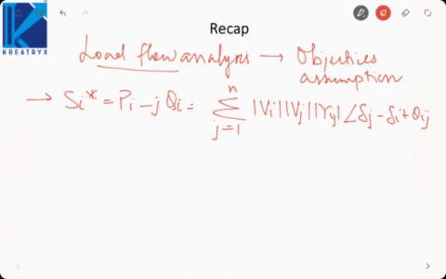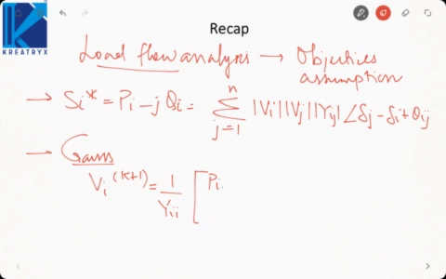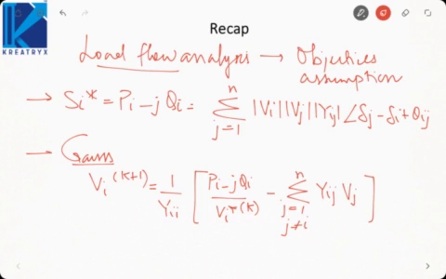Then we computed the Gauss's method to determine the bus voltages. So Vi k plus 1 was equal to 1 by Yii, (Pi minus jQi) by Vi conjugate k, minus summation j is equal to 1 to n, j is not equal to i, Yij Vj. And based on that we saw two algorithms, one with the PV buses, other without PV buses.